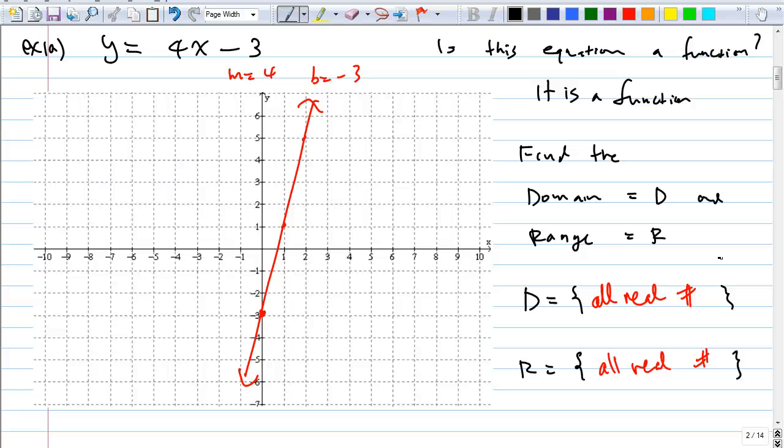Does this make sense, guys? Any questions? Okay. Let's see if you really got this, because I'll give you some other ones. See if you can figure this out yourself.